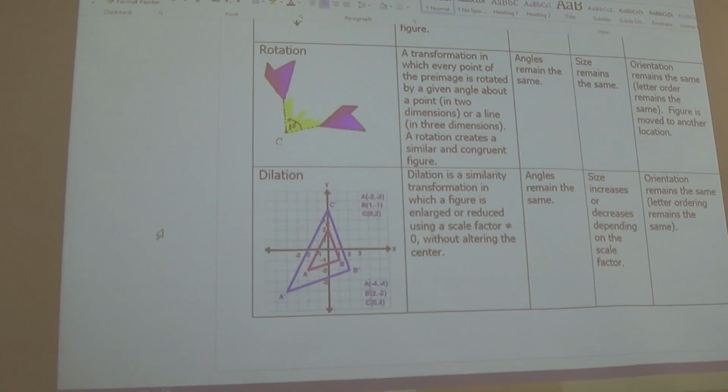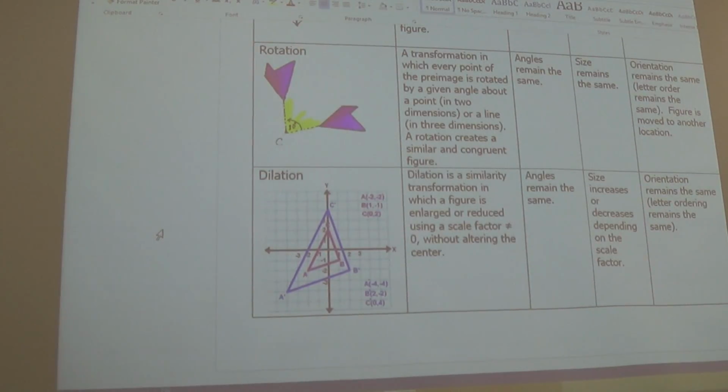So the last one here is dilation. So dilation is a similarity transformation, meaning the figures turn out to be similar. There's only one type of dilation where you maintain its congruency, and that's when it's a scale of 1 to 1. If I have a scale of 1 to 1, it doesn't change anything, it stays the same. But any other scale factor other than 1 to 1, it's either going to enlarge if the scale factor is greater than 1, or it's going to reduce if the scale factor is less than 1.